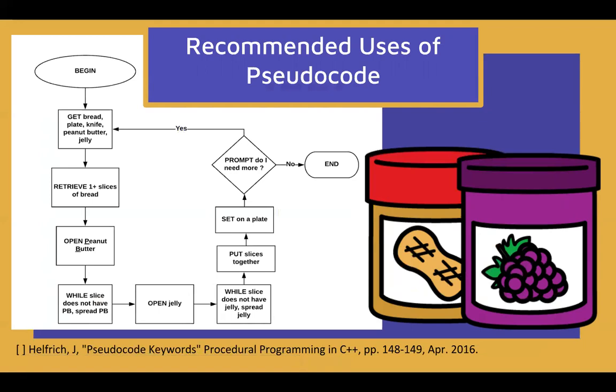A while loop is implied in a process box, which states, "If slice does not have peanut butter, spread peanut butter." The pseudocode written this way will clue the programmer this is a binary process. Prompt includes get bread, to repeat, or in the making sandwich process, which is Boolean representation.